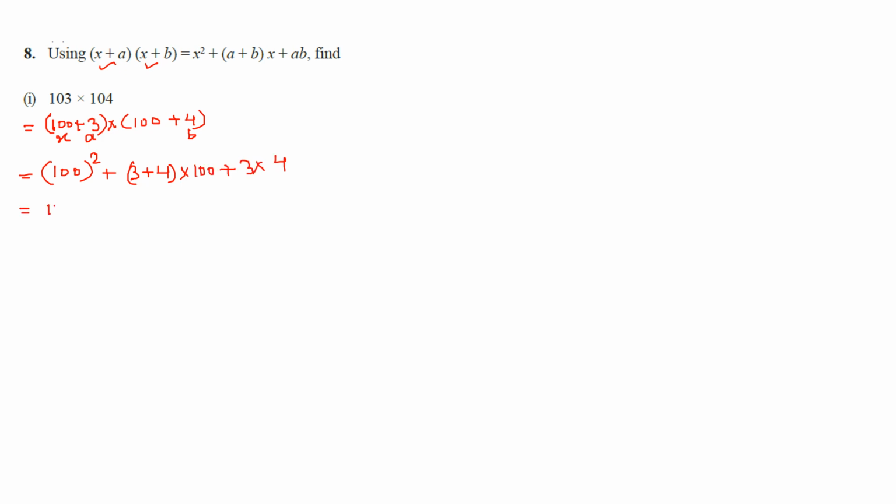Now 100² is 10,000, plus 3 + 4 is 7, 7 into 100 is 700, plus 12. And if you add everything, you will get 10,712.